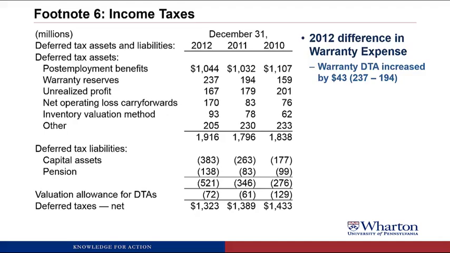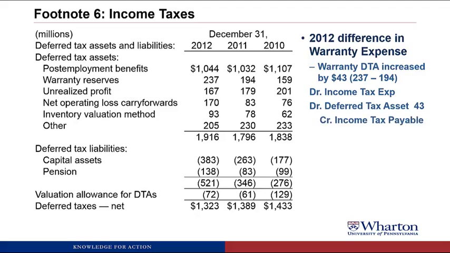Well, if we go back to our summary journal entry, we know that we debit income tax expense, we credit income tax payable, and in this case, we're debiting a deferred tax asset of 43. Because we're doing that, we know that income tax expense must have been less than income tax payable for these warranty transactions.